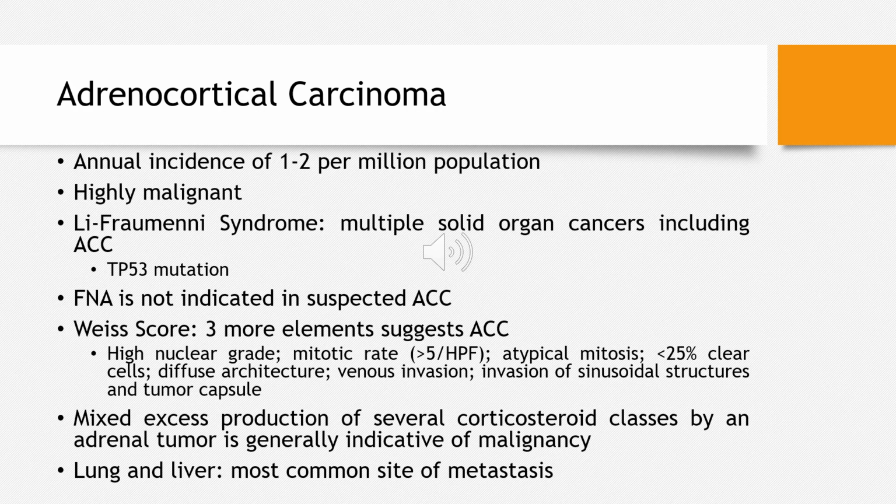Mixed excess production of several corticosteroid classes by an adrenal tumor is generally indicative of malignancy. Excess production of glucocorticoids and adrenal androgen precursors are most common. The most common sites of metastasis are the lungs and the liver.